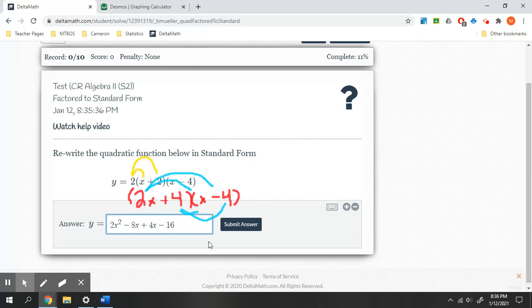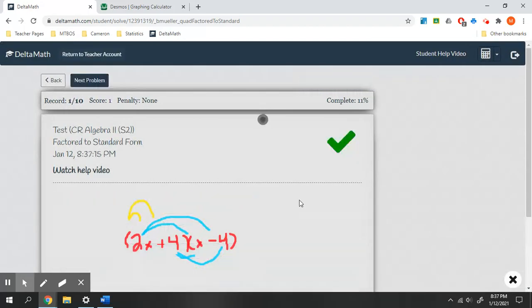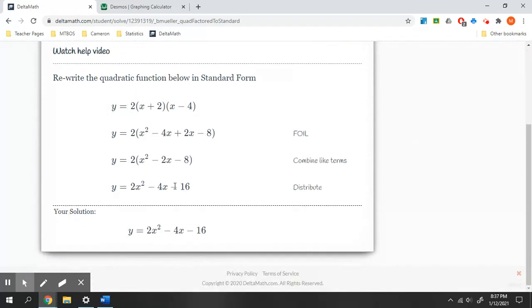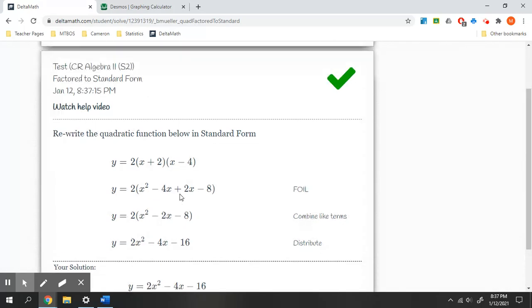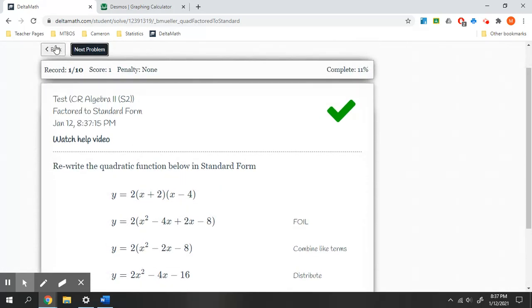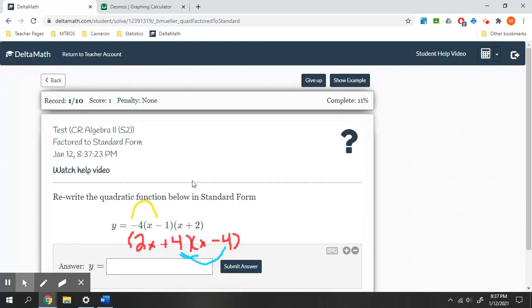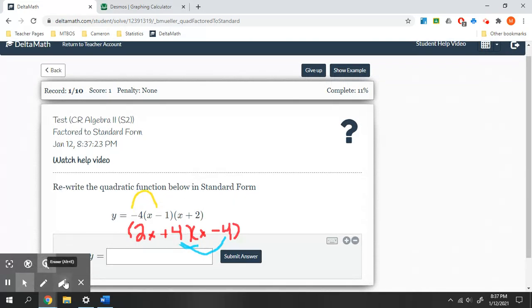Now, before you get all excited and press submit answer, you do need to finish this problem. We have a like term that we can combine. A negative 8x and a 4x, those combine to negative 4x. And now you're ready to submit. And that standard form then, if I really needed it, now I know what my y-intercept is. So that is converting between factored form and standard form.